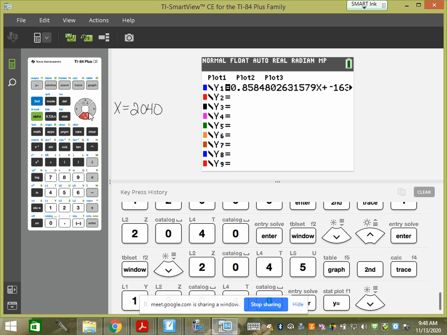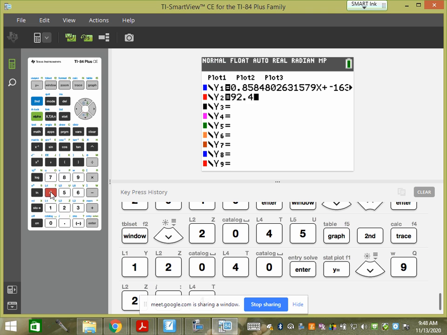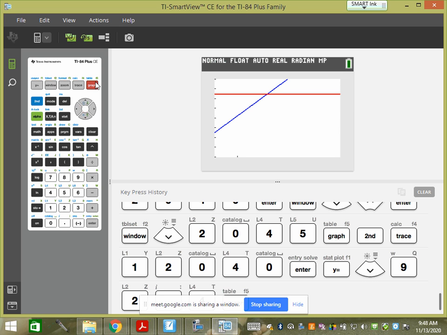We're going to go into our Y2, and what did I tell you? What number was it? I don't remember. 92.4. So then I go second, trace, 5, enter, enter, enter. And what year is it in? 2013, which means I'd actually have to round to 2014 because it's going to take till 2014 to at least hit that kilometers.